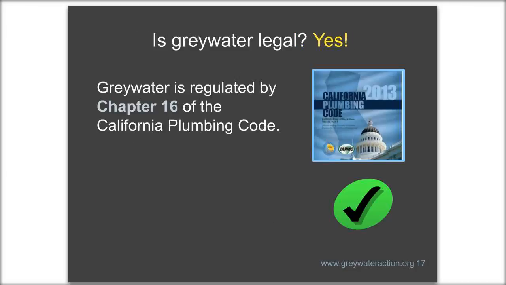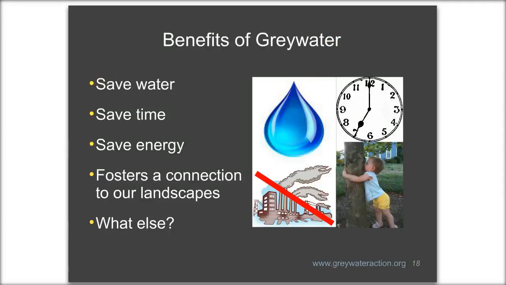So if people ask you, is graywater legal? The answer is yes. There is a chapter. It's in the California Plumbing Code. It's Chapter 16, and that is the chapter that regulates graywater. If you want to see that chapter, we have a link to it on our website, so you can read it and look it over.